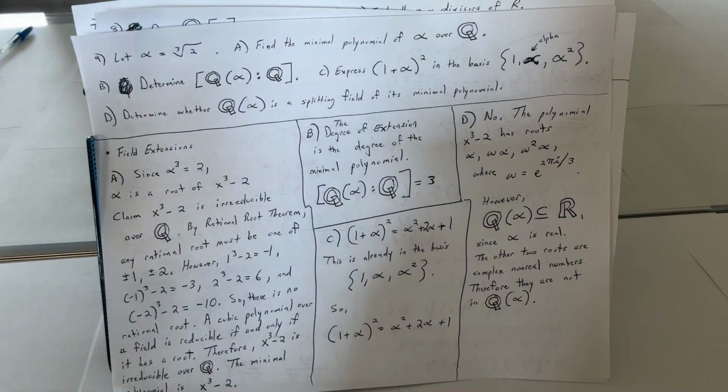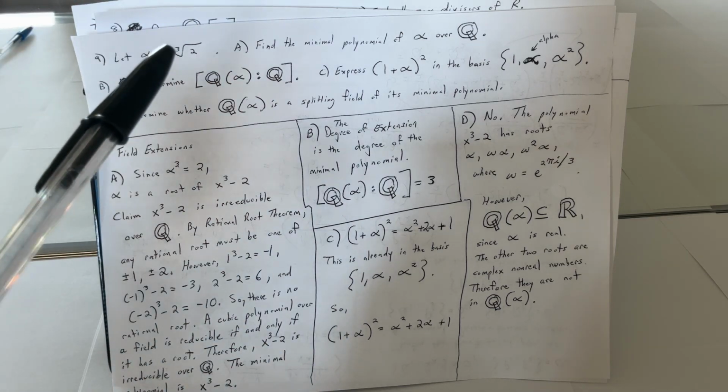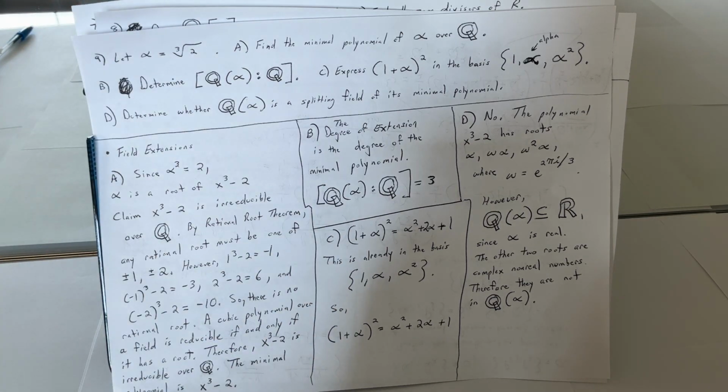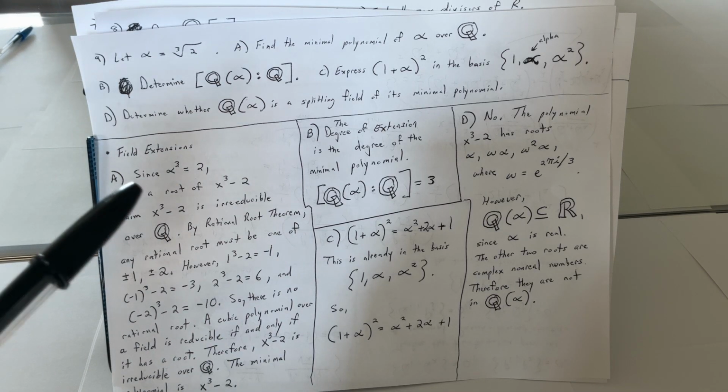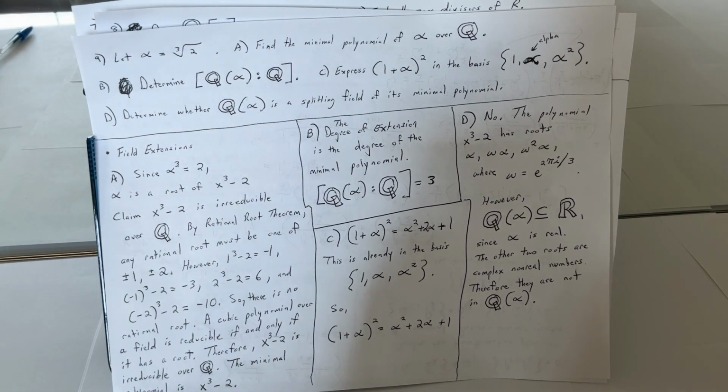So from here, number 9, let alpha equal cube root of 2. Part A, find the minimal polynomial of alpha over Q. Okay, field extensions problem. So since alpha cubed is 2, alpha is a root of x cubed minus 2.